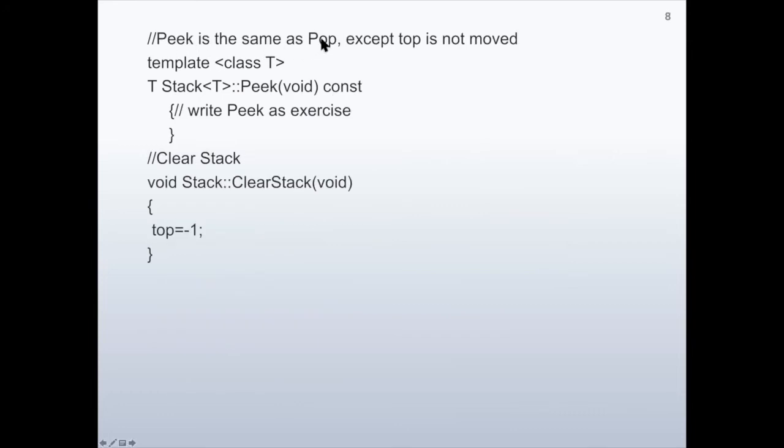Pick is the same as pop, except the top item is not removed. Template implementation. This is for the class stack. The name of the function is pick. There is no input and it's a constant method. It will return an item of type T. You can write pick as an exercise. And the last one is clear stack. Again, it is a method for the class stack. And there is no input, there is no output. It's a simple method. It only sets the top value to -1.